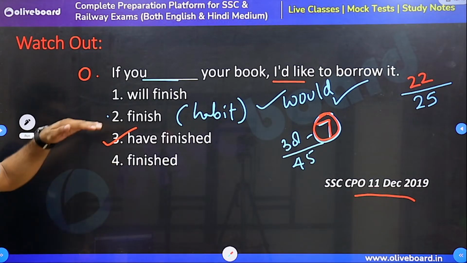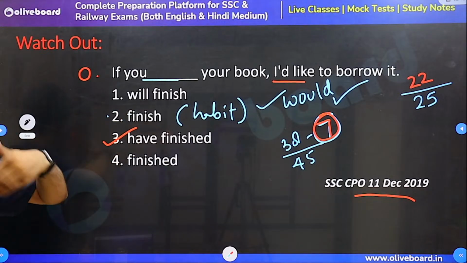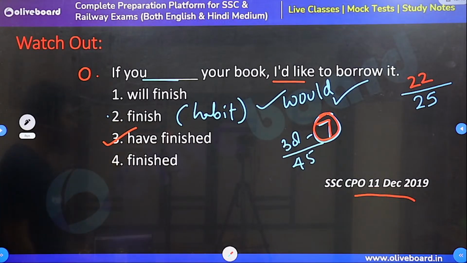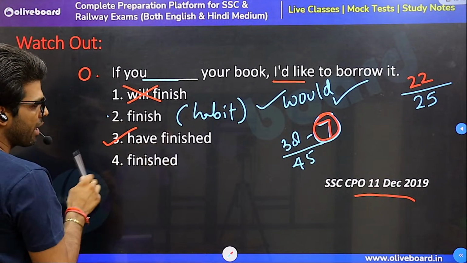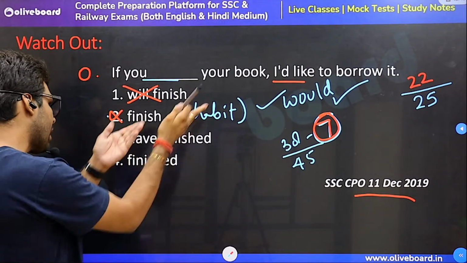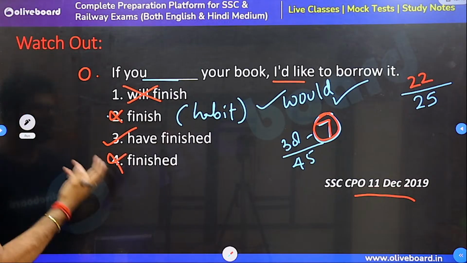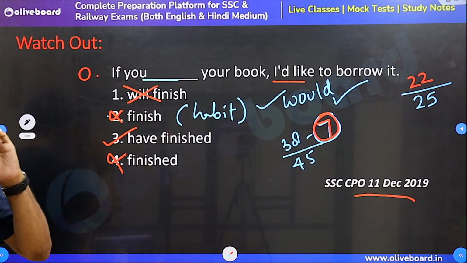If you mention indefinite tense, it will show a habitual action. I won't be finishing the same book again and again on a daily basis. A conditional clause can never be in future. It's impossible in any context. Finished will be past, and that's not past. So if you have done it, I would like to. If you have said thank you so much, thanks a lot.